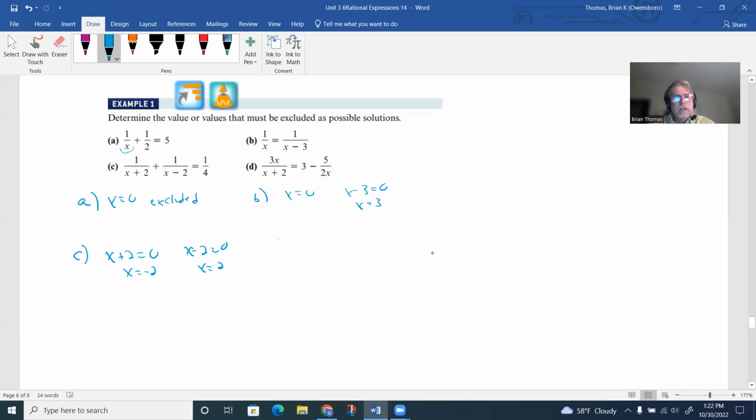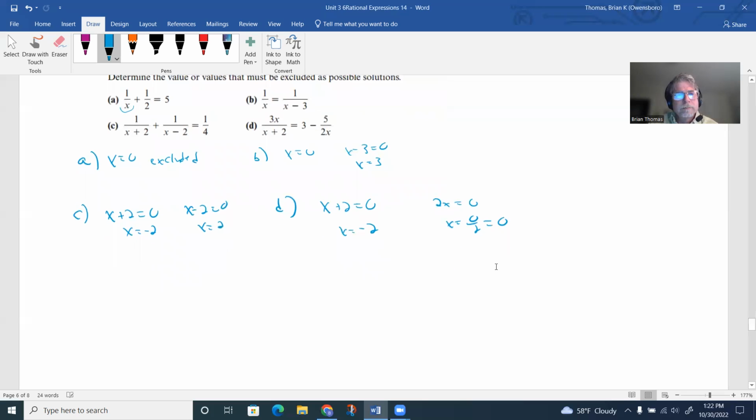So in D, notice how we have just two denominators. x plus 2 is equal to 0. So that would be x equals -2. And then we also have 2x is equal to 0. If I divide both sides by 2, that's going to end up being 0 as well. So that would be the two excluded values, -2 and 0.